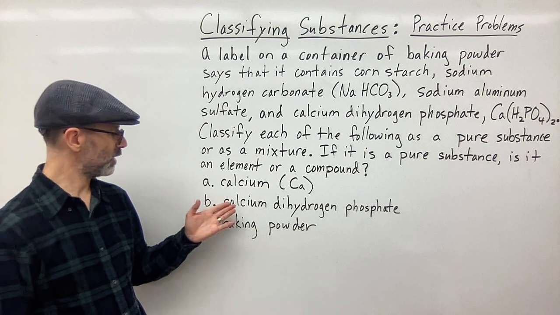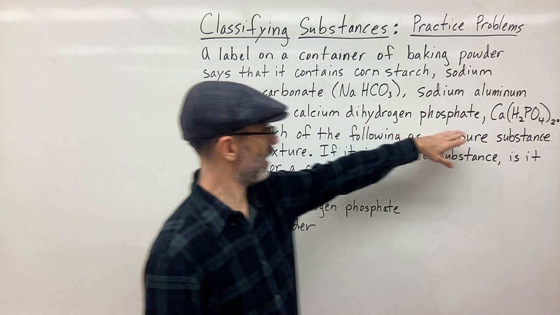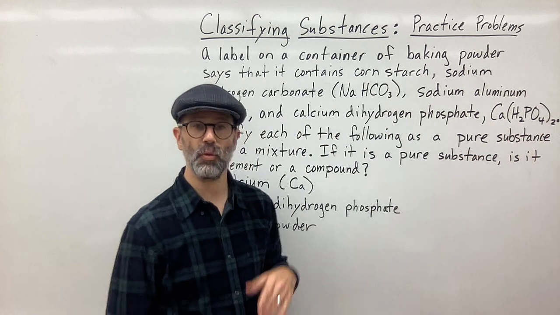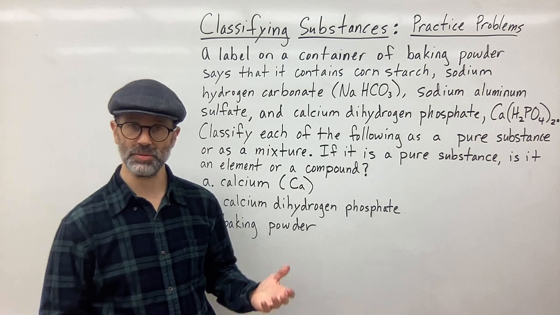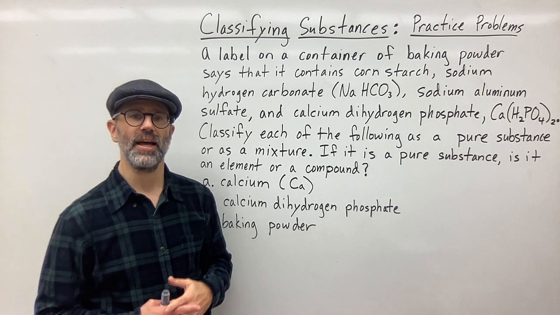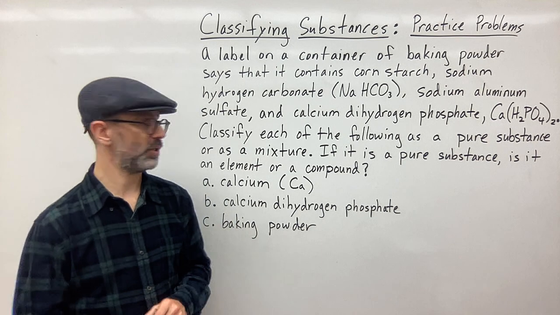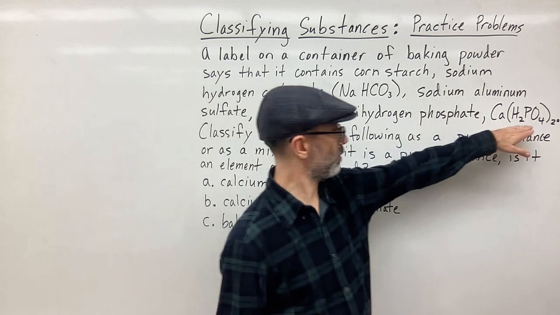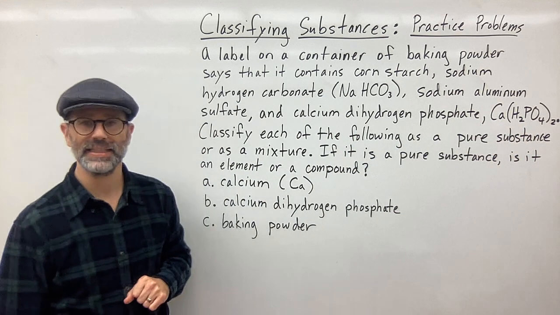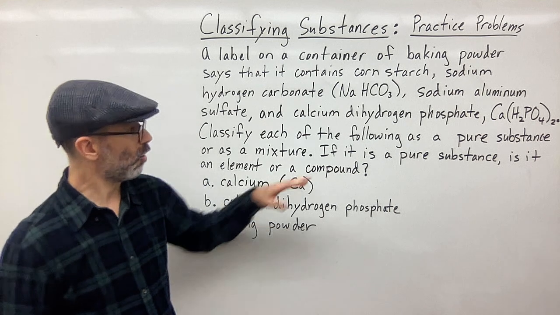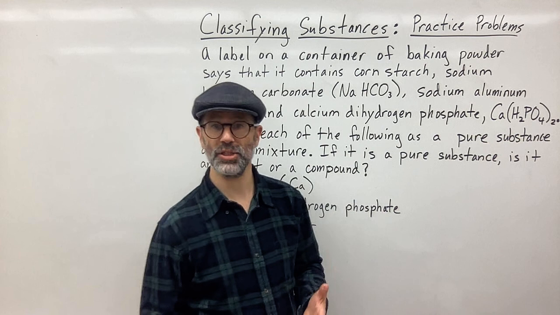What about calcium dihydrogen phosphate? For calcium dihydrogen phosphate, we do have a formula here. And so again, one of the things you're looking for if you want to identify something as a pure substance or mixture is whether or not that substance can be represented by a formula and only one formula. And in this case, we have a formula here. And so that would indicate that calcium dihydrogen phosphate is a pure substance. Also, remember that pure substances do not vary in their composition, right?